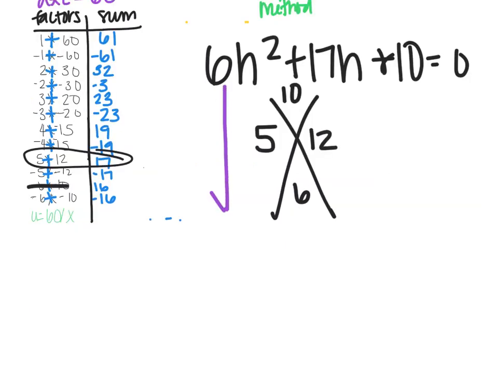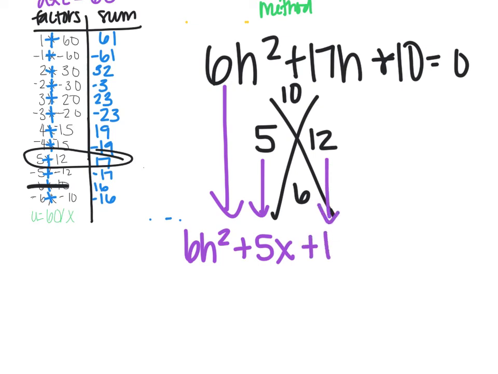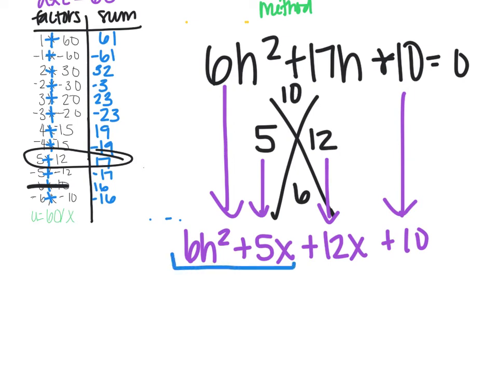So then I bring down my 6h squared, which is just going to be 6h squared. I bring this down, so it'll be plus 5x. I bring down the 12, so it'll be plus 12x. And then I bring down the 10, so it'll be plus 10. And I'm grouping these two together. I'm going to change this h to an x. It doesn't matter what the letter is as long as you have the same letter all the time. And it does equal 0.